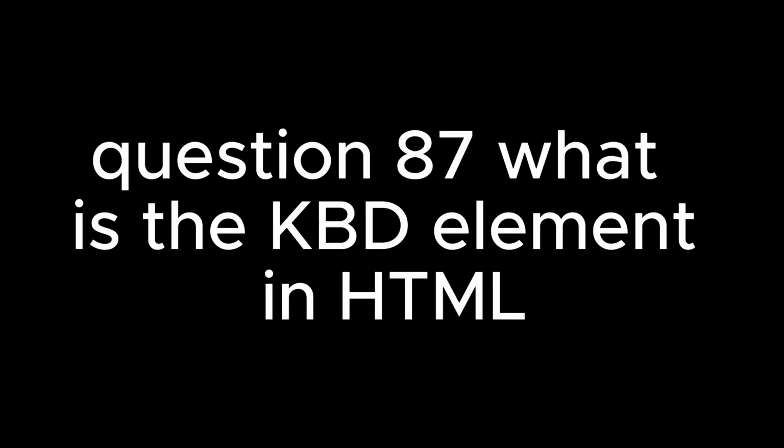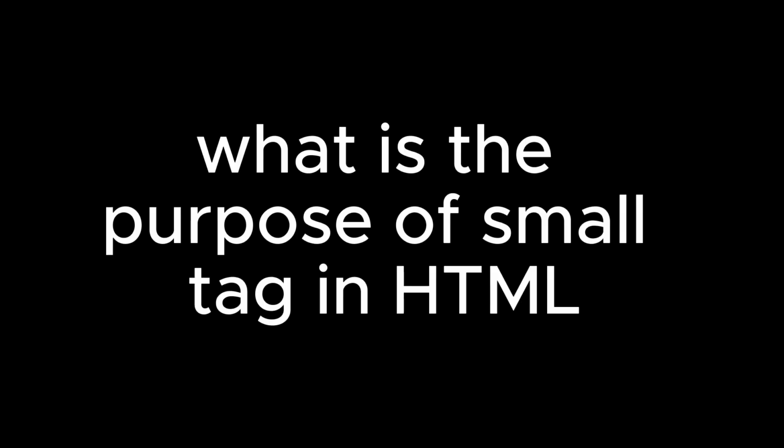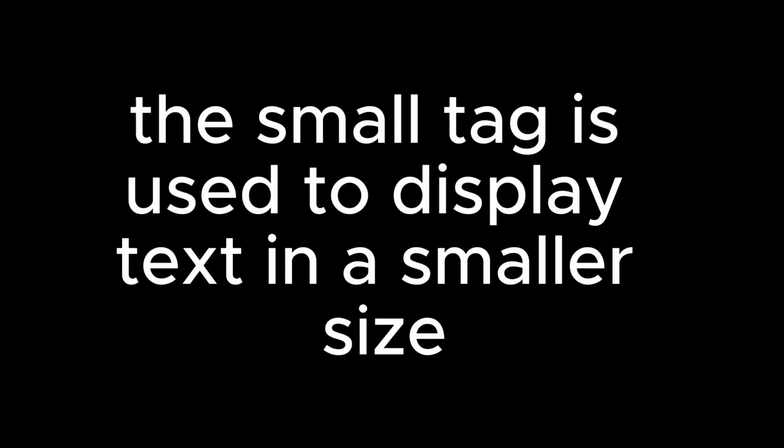Question 87. What is the kbd element in HTML? Answer. The kbd element is used to denote text to be inputted by the user. It represents the textual input that is typically entered through the keyboard. Question 88. What is the purpose of the small tag in HTML? Answer. The small tag is used to display text in a smaller size. It's often used for disclaimers, caveats, legal restrictions, or copyrights.